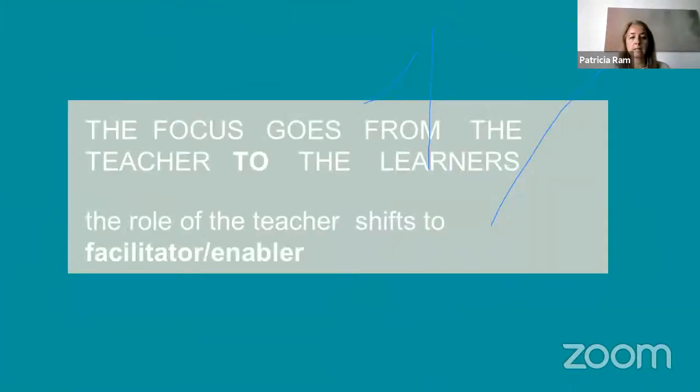Okay, so what are the benefits? So here what we see is that the focus goes from the teacher to the learner. So before, in a traditional model, the center is the teacher. Here in this model, the learners are the center, okay? They are more learner-centered classrooms. So the role of the teacher shifts to facilitator and enabler. Before, in the traditional model, we said that it was the controller and the explainer, and now it's the facilitator and the enabler, okay?